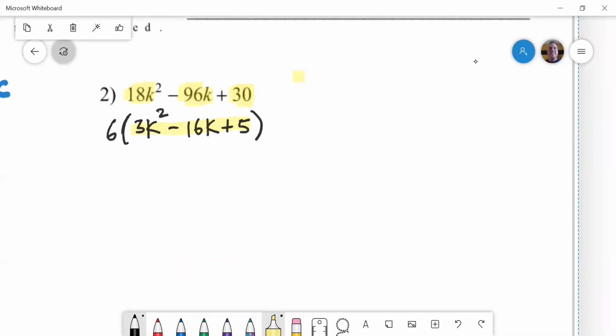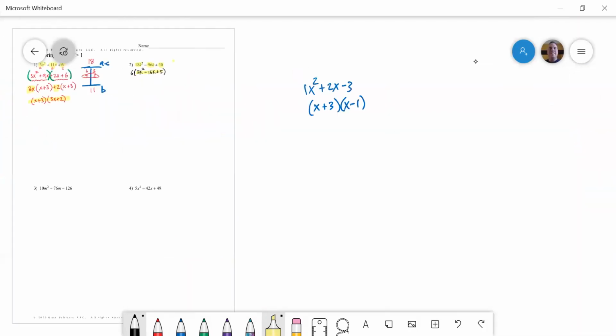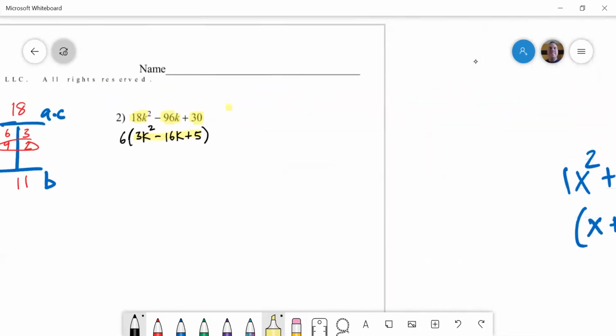You can see our A term is not 1. So we could use the grouping method like I just showed you in number 1, or we can use another method. Here's another method. I've never shown you this before. It's kind of a little trick, if you will. You're essentially doing the same exact thing as when you're grouping, it's just organized a little bit differently. We're going to take the A term and multiply it with the C term, kind of like how we do with factoring.